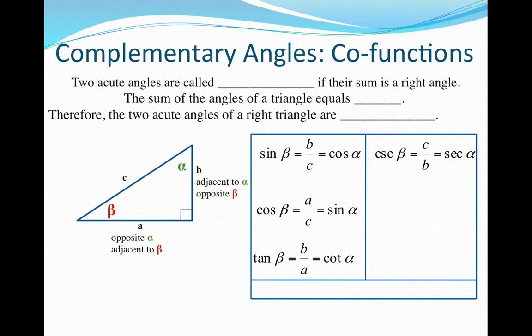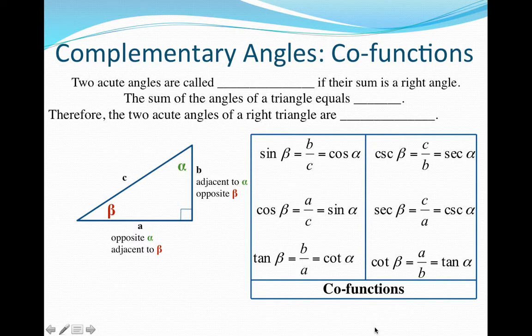Then, if we're going to do the reciprocals, that means that the reciprocal of sine is cosecant, the reciprocal of cosine is secant. So I'm going to flip this over to get C over B, so that the cosecant of beta is going to be the same value as the secant of alpha. The secant of beta, which is the reciprocal of the cosine, is going to be the same as the cosecant of alpha. When I flip this over, I'm going to get C over A. And the cotangent of beta is going to be the same as the tangent of alpha.